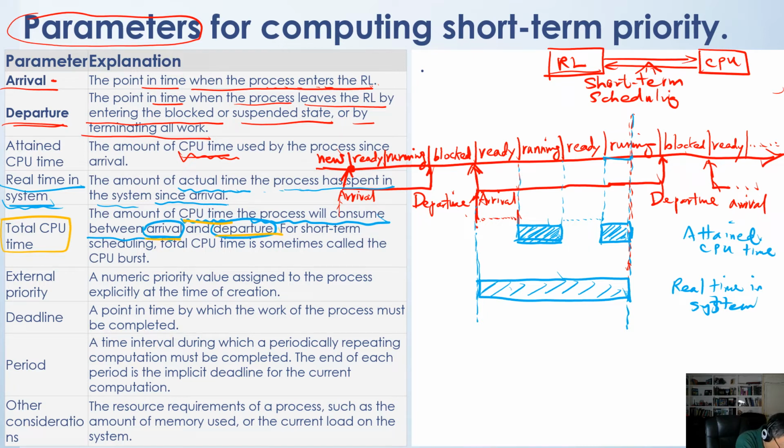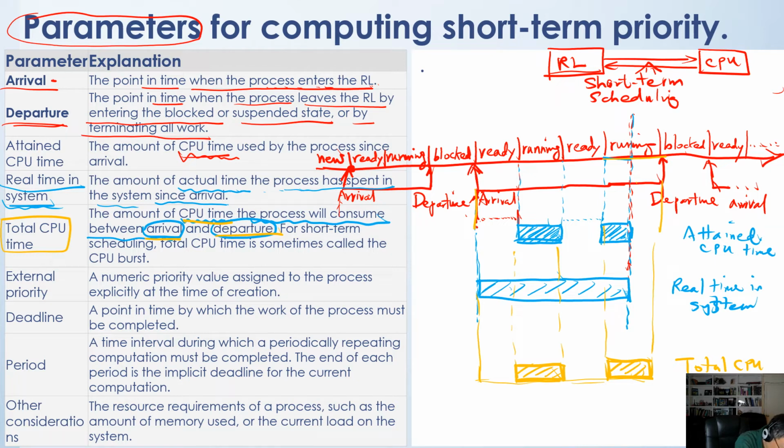Now, when we talk about this arrival and departure time period, okay, so in this time period, what is the amount of CPU time? It's not a whole line, okay, only the period of time the process is using the CPU. And then the other time that is running. So that's these two areas put together, that's the total CPU time.